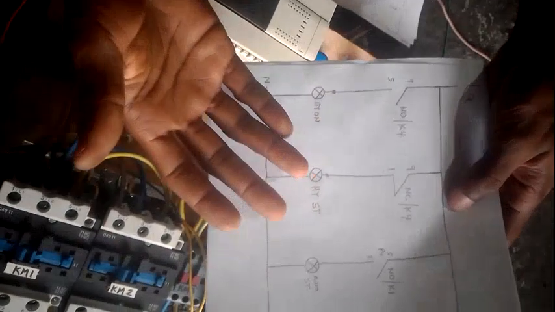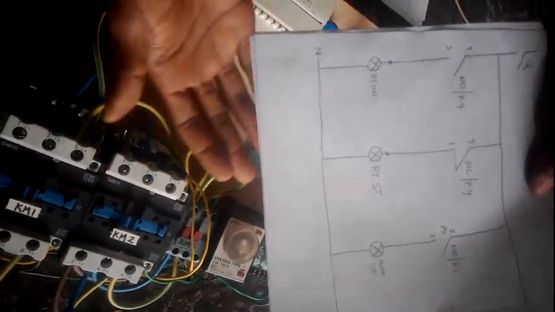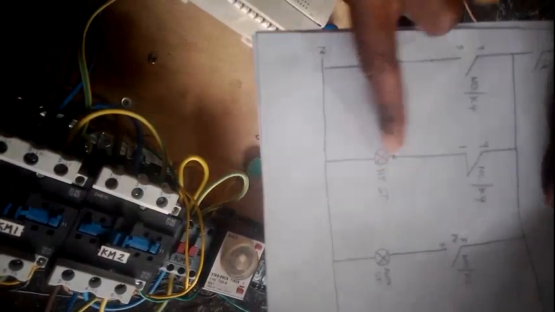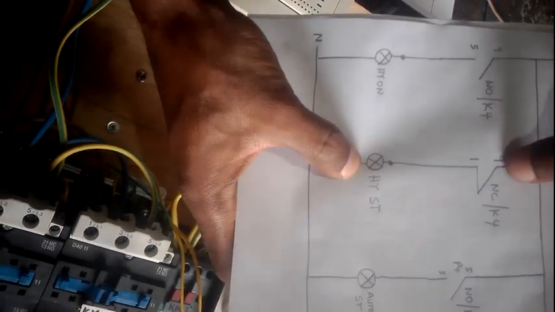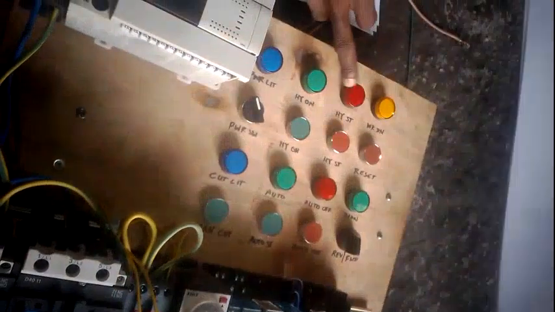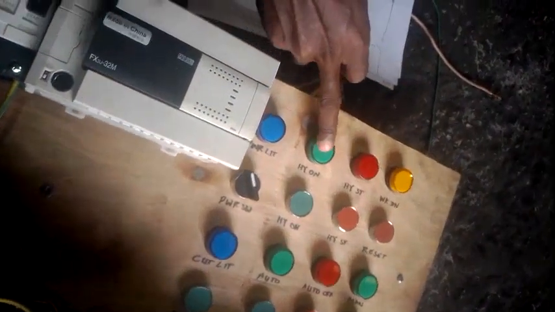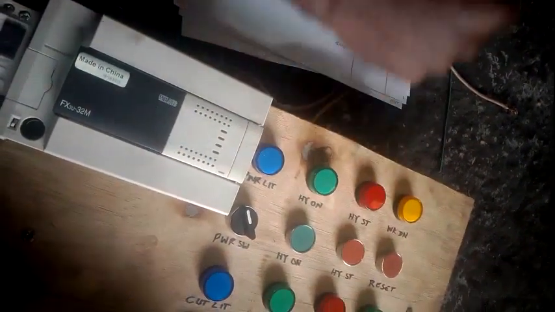The other one is the indicator light. Usually you have the indicator light to tell you if the motor has started or the motor has not started. So as you can see, when the motor starts, this light will come on, and when the motor is stopped, this light will also come on. This is the light for when you press this one, this light will come on, and when you press this one, this light will go off.